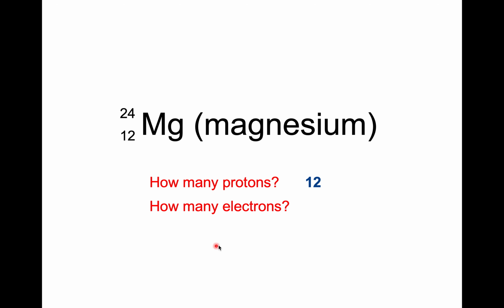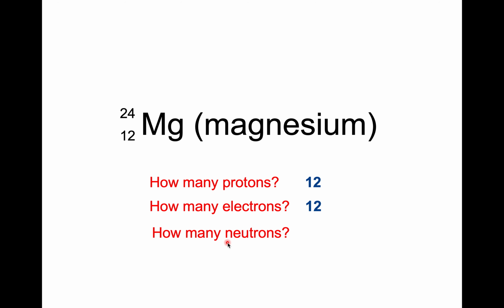How many electrons? Something we haven't talked about yet. Now, you can always assume if you know the number of protons, there's going to be an equal number of electrons. And this comes back to the idea of these subatomic particles being charged, right? So protons have a positive charge, and an atom needs to balance that out with an equivalent negative charge. So if there's 12 positively charged protons, there should also be 12 negatively charged electrons.